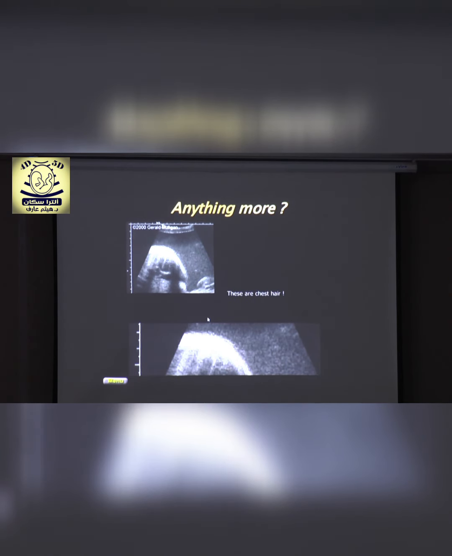Hypertrichosis. These are chest hair. So this baby has hypertrichosis, chest hair, okay? You look for that when you scan. So this baby has the tetralogy of Fallot, ambiguous genitalia, long eyelashes, hypertrichosis. Does it make a difference? How do we put this together?